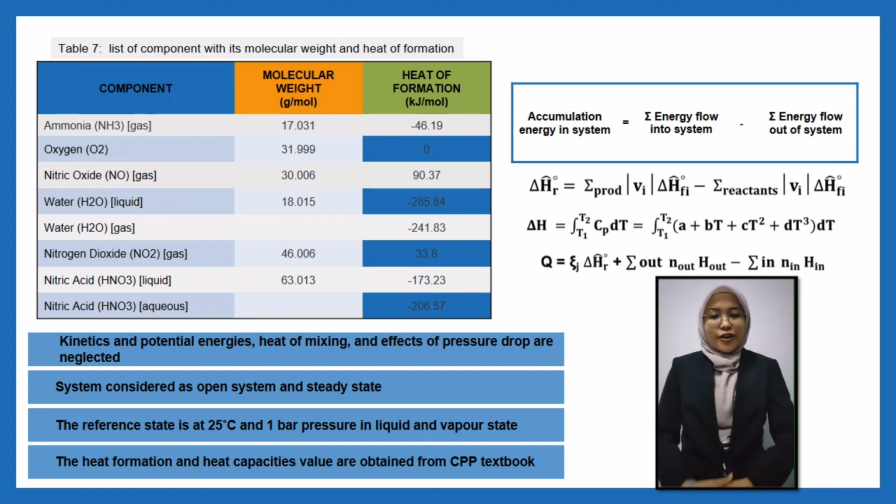The effect of pressure drop is neglected as all the pressure differences are less than 50 bar. The reference state used is 25 degrees C and 1 bar pressure. The objective of the energy balance is to know whether the system will need a cooling or heating system, and other than that, it will help to decide what equipment can be used.